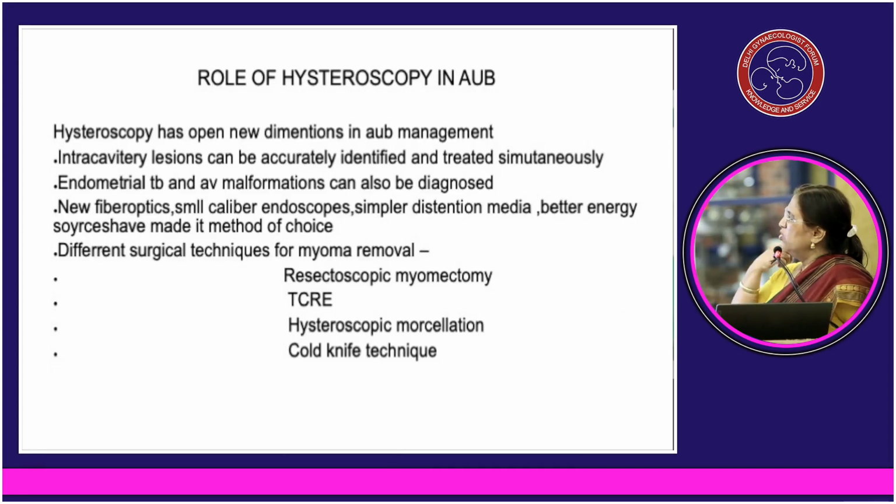What is the role of hysteroscopy? Hysteroscopy has opened a new dimension in AUB. Intracavity lesions can be accurately identified and treated simultaneously in office hysteroscopy. Endometrial tuberculosis and AV malformation can also be diagnosed. And there are new fiber optic, small caliber endoscopes and simpler distension media. Now we all know that previously for any surgery we were using glycine. Now with the bipolar cautery we are having, this can be done with normal saline.